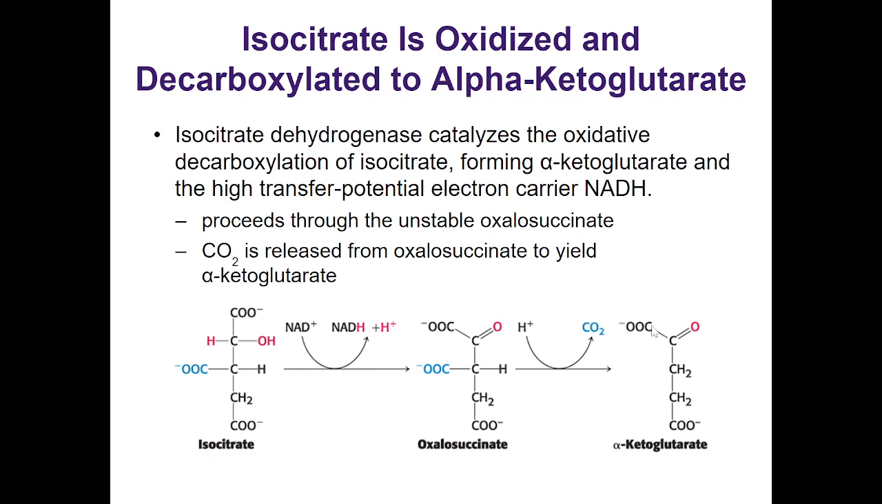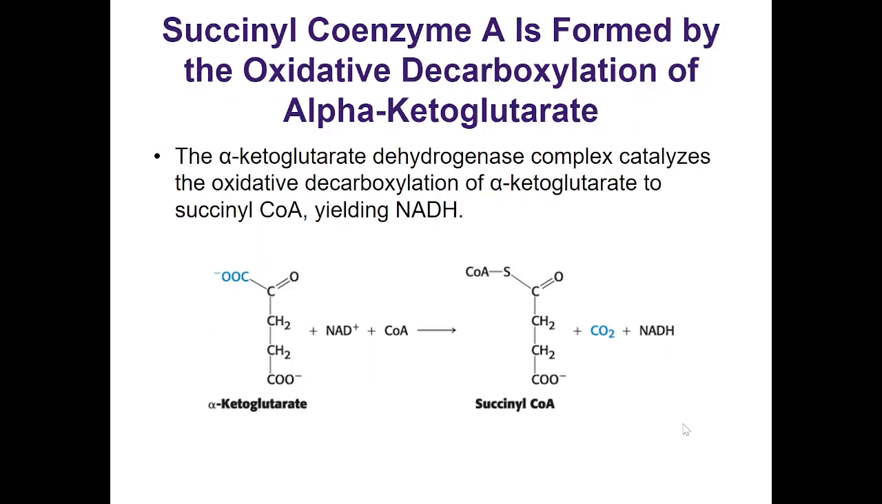Okay, if this was the first group, this is alpha, right? Ketone. Glutarate. Okay. So our alpha ketoglutarate dehydrogenase complex is going to catalyze the oxidative decarboxylation of our alpha ketoglutarate to succinyl-CoA. This is going to yield our NADH. And here again, that's the alpha ketoglutarate that we had just finished.